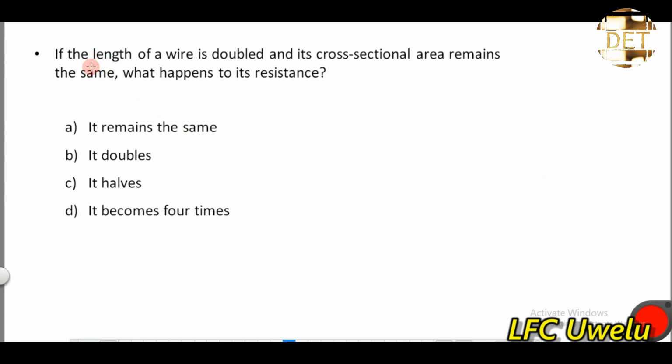So lastly, if the length of a wire is doubled and its cross-sectional area remains the same, what happens to the resistance? A, it remains the same. B, it doubles. C, it halves. Then D, it becomes 4 times. So, like I said before, the formula that connects resistance and the factors that affect resistance is R is equal to resistivity times length all over A. This formula is very important. Resistance is equal to resistivity times length over A.